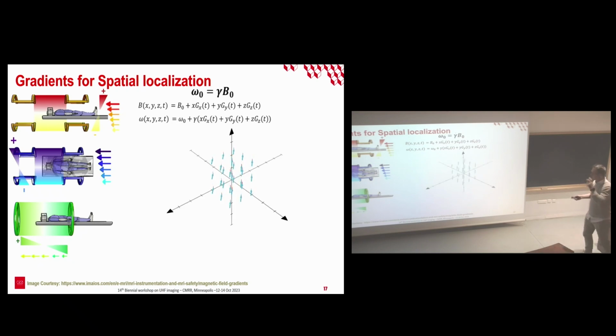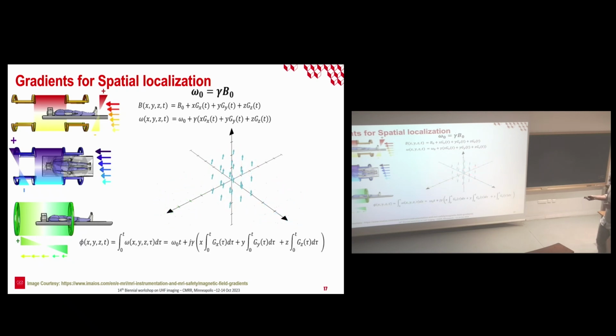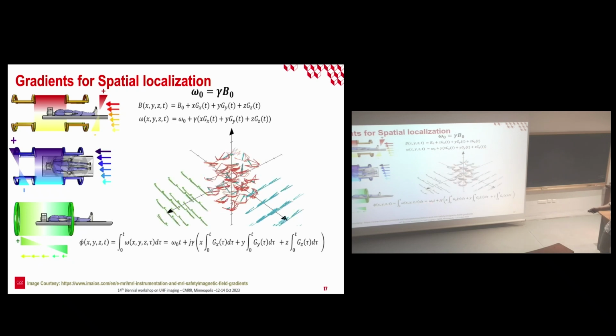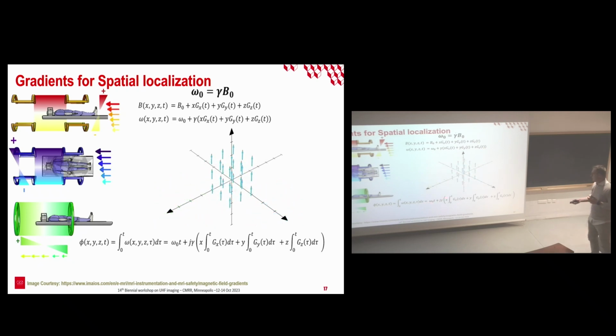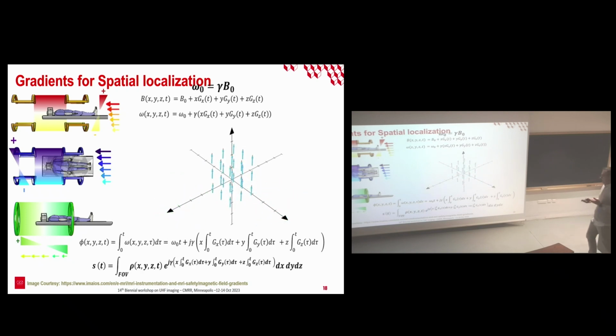By doing that, each spatial location will have a different rotating speed and a different phase. If you integrate this phenomenon over time for a duration t, you end up with a phase phi that writes like this: the Larmor frequency, the carrier frequency, plus the modulations due to the spatial encoding. So we end up with a signal that writes like this.